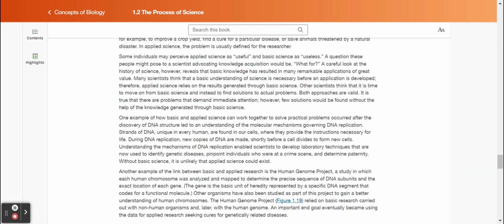A careful look at the history of science, however, reveals that basic knowledge has resulted in many remarkable applications of great value. Many scientists think that a basic understanding of science is necessary before an application is developed. Therefore, applied science relies on the results generated through basic science. Other scientists think that it is time to move on from basic science and instead to find solutions to actual problems. Both approaches are valid. It is true that there are problems that demand immediate attention. However, few solutions would be found without the help of the knowledge generated through basic science.